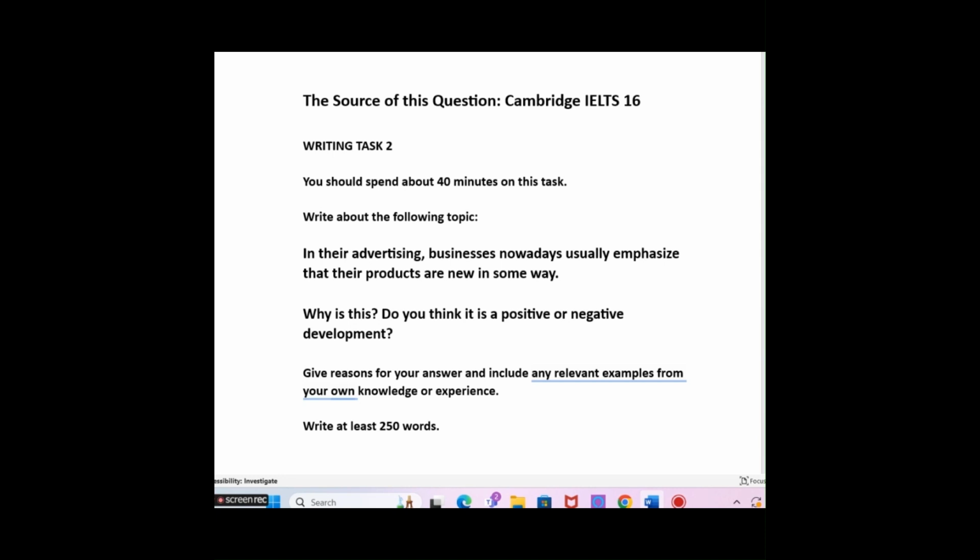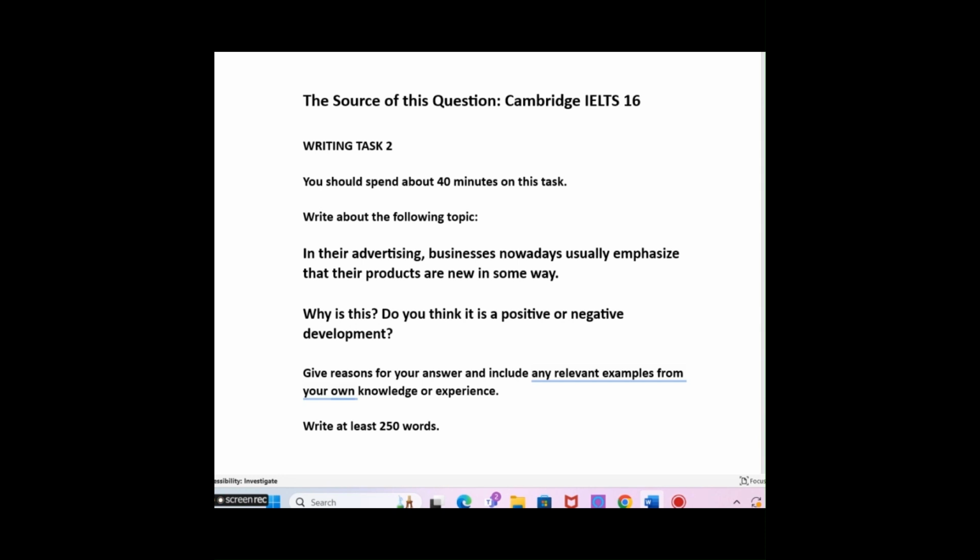This is a combination type of essay in IELTS. In our types of essays, it is type 5. Why is this? Means what are the reasons? Okay, this is a part taken from our type 4, that is what are the reasons, effects and solutions. Do you think it is a positive or negative development? This question falls under type 3 category in our types of essays.